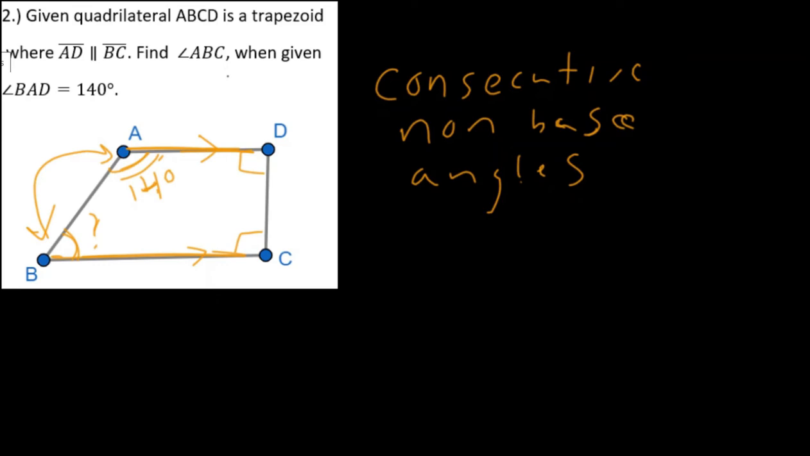Well, just like in parallelograms, these things are going to be supplementary. So that means that both of those angles have to add up to 180. So as long as we subtract away 140, 180 minus 140 will give us 40 degrees.